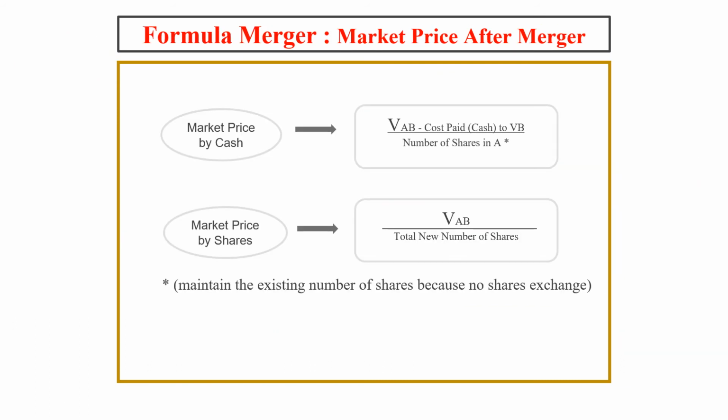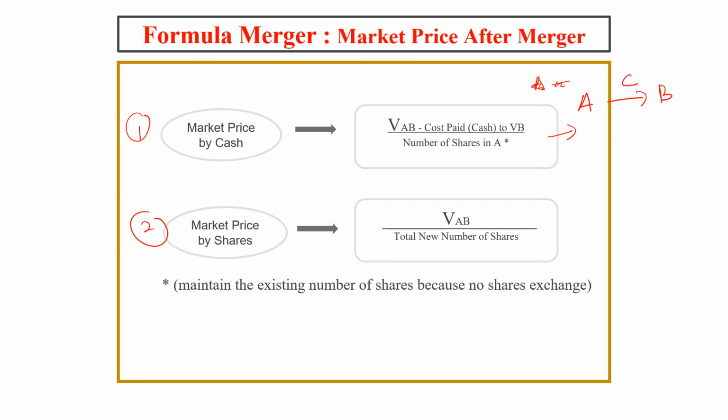Okay, so last is the merger formula on the market price after merger. As usual, because earlier we can own or merge the company by cash or by share. So when we want to know the market price after merger, this is the formula you have to follow if the company has merged. For example, A merges with B by cash. So it means you have to calculate the VAB, the value of AB, minus the cost paid by cash to VB. Okay, why do you have to minus the cost paid cash to VB?